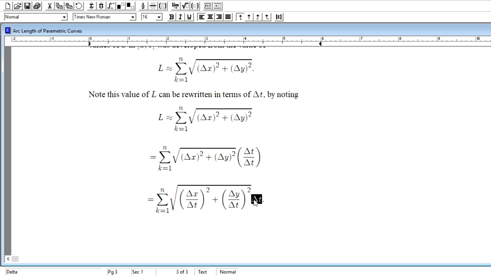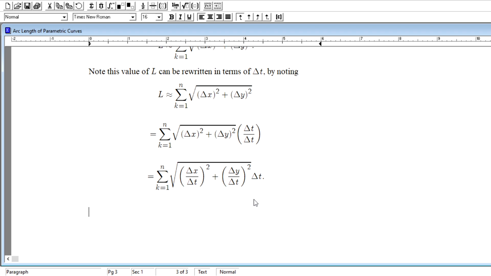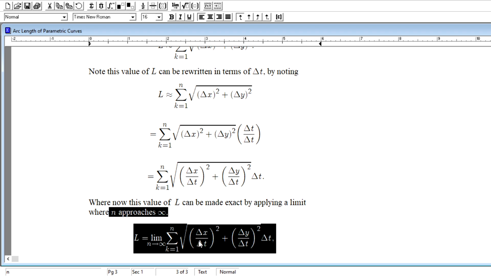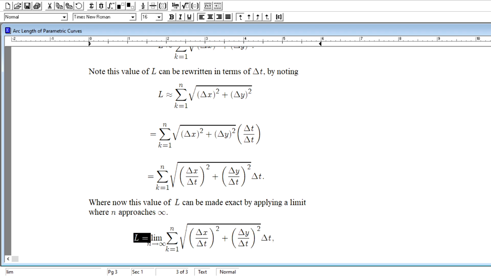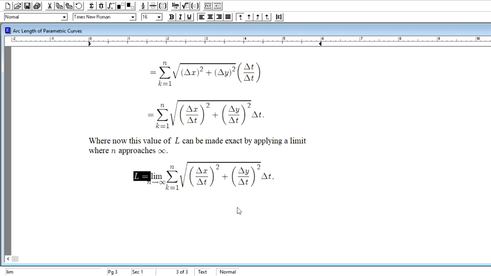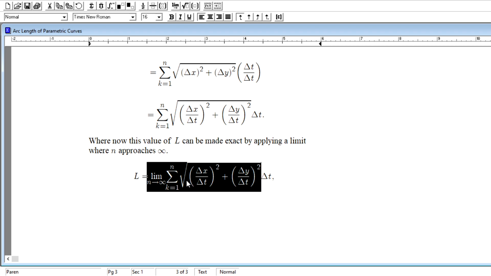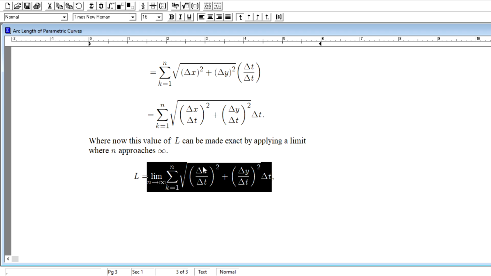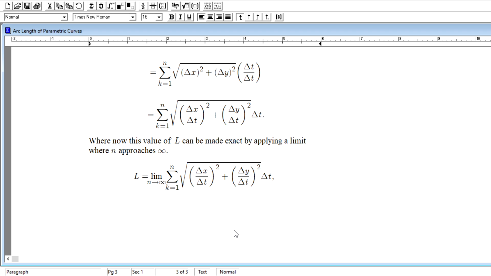Where we know we can make then the value of L more exact, or actually make it exact, by applying the use of a limit. If we apply the use of a limit, right, the limit as n approaches infinity, we'll end up forming this exact value for L. L will be the limit of the summation given above, right? Where now from the definition of the definite integral, we know how to translate this statement.